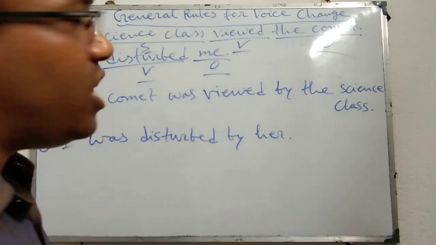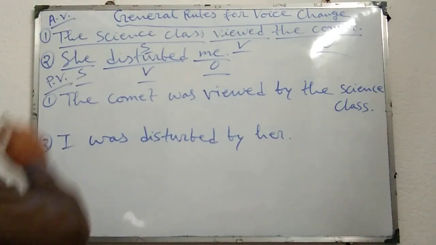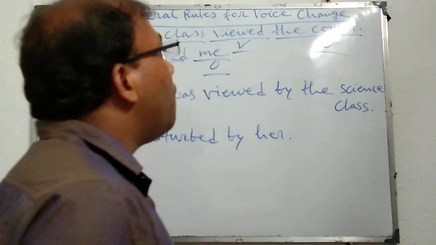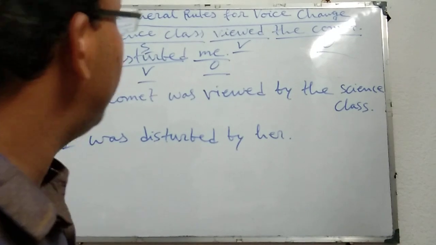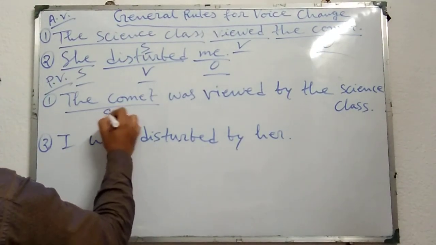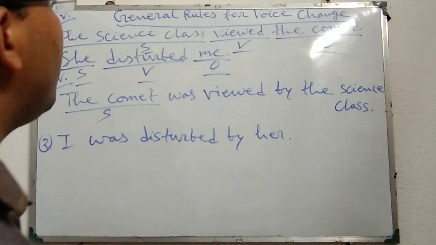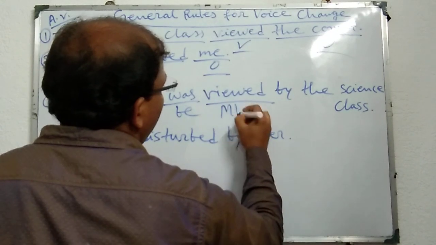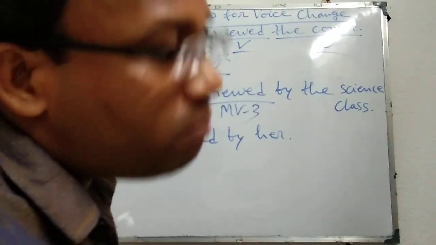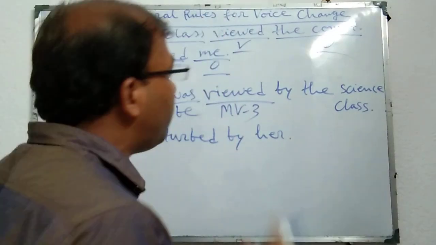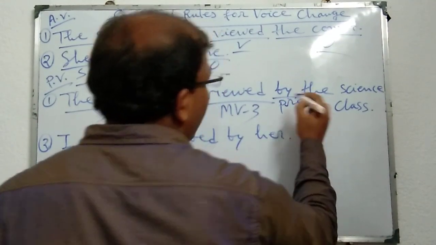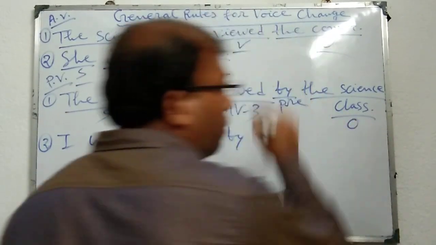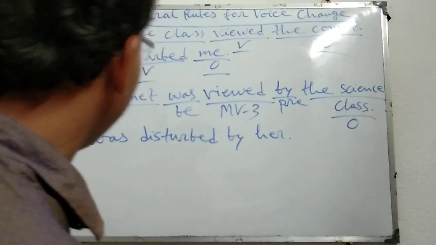Now I will change them into passive voice. Look at the first example of passive voice. The comet was viewed by the science class. The comet, subject of this sentence. Thereafter was, it is be verb. Viewed, it is MV3, or main verb third form, or past participle form of the main verb. By, it is preposition. The science class, it is here object of the preposition by, that means prepositional object.